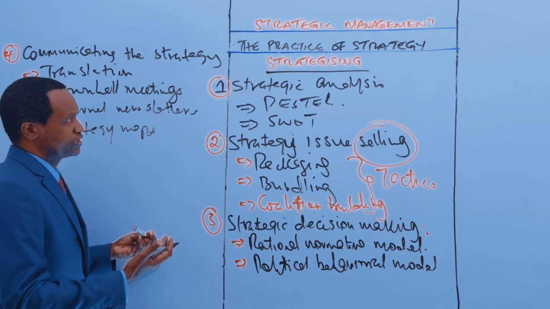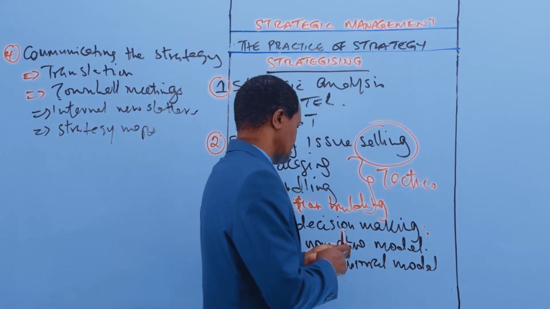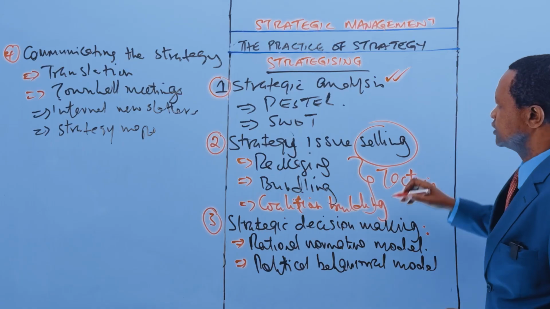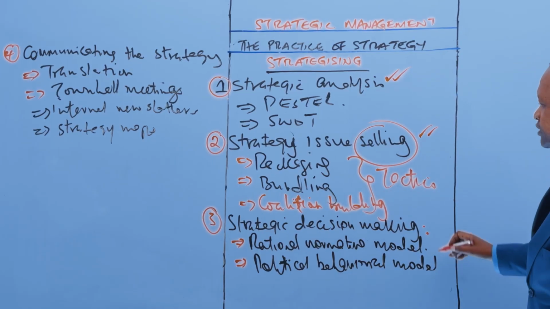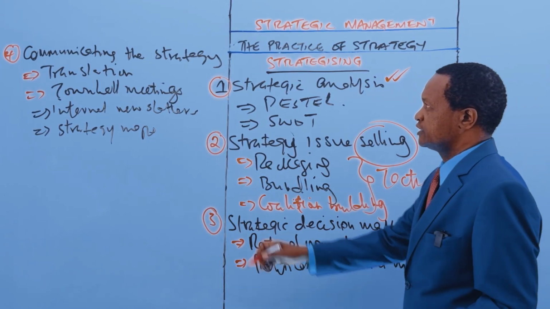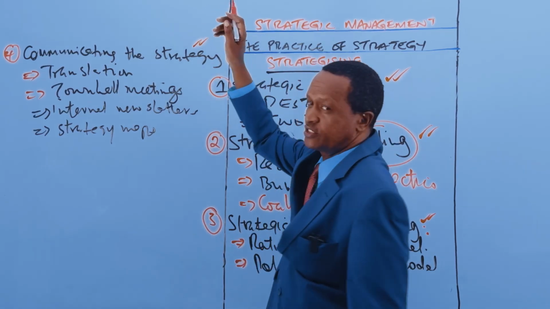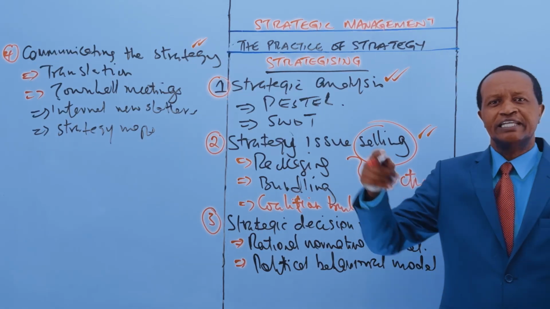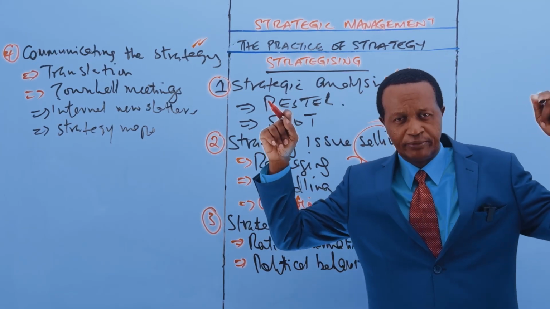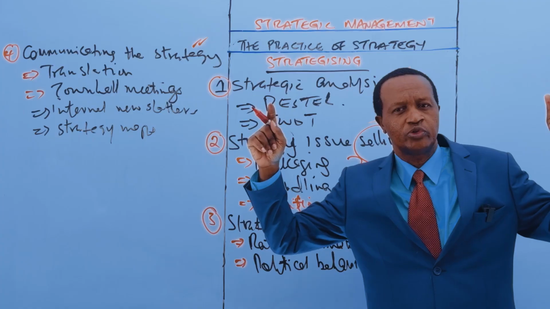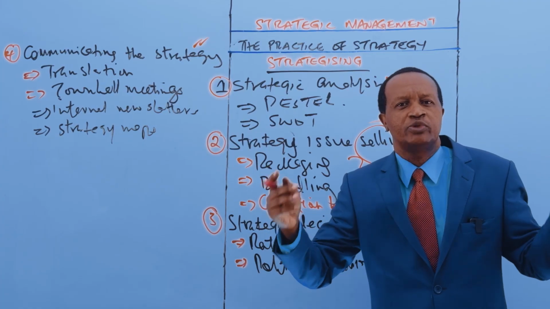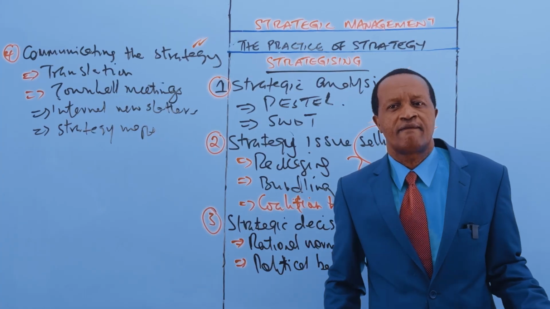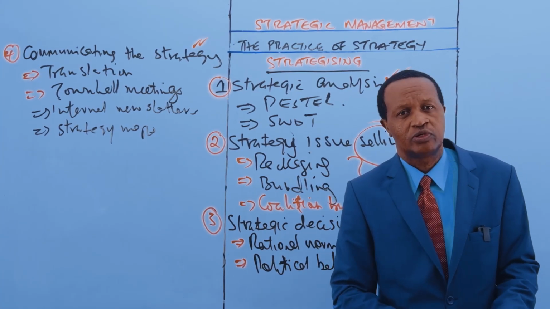So this is the process, candidates, of strategizing. It begins with strategic analysis. Then there is strategy issue selling. Number 3, strategic decision making. And lastly, communicating the strategy. These are 4 important aspects of strategizing, which you've said is the doing of strategy, the doing part. It is the social and also the political process by which people actually create the strategy, they sell it, and then they implement it. So that is the end of today's lesson.